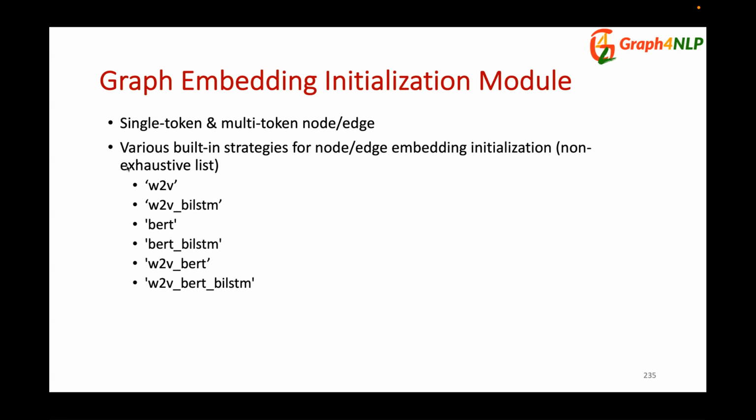We can also try to leverage the BERT embedding. For example, in this W2V BERT BiLSTM, we use both the GloVe embedding and the BERT embedding to initialize each token in the node. Then we apply a BiLSTM to learn the overall vector representation of that node. In short, we provide many useful building strategies to initialize the node embeddings, and those strategies have been proven to be effective in the existing literature of DLG4NLP.